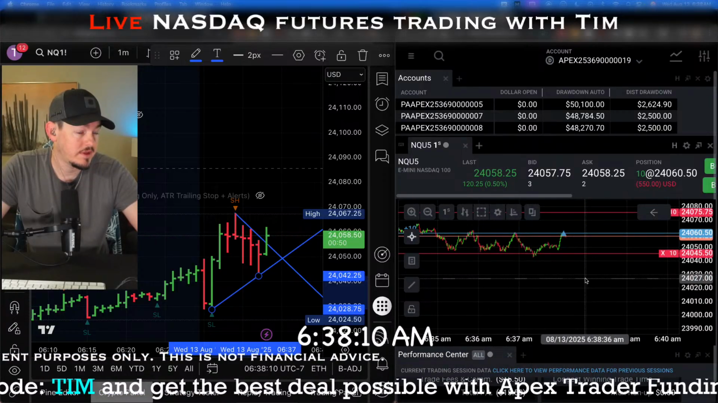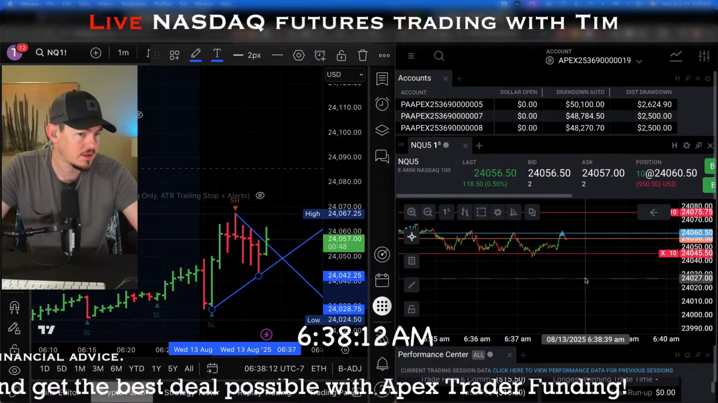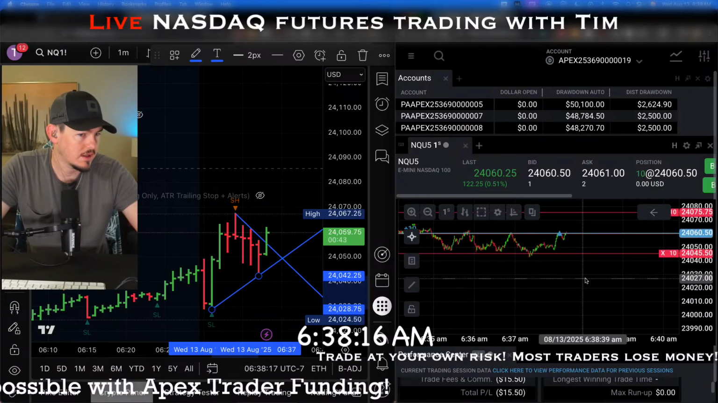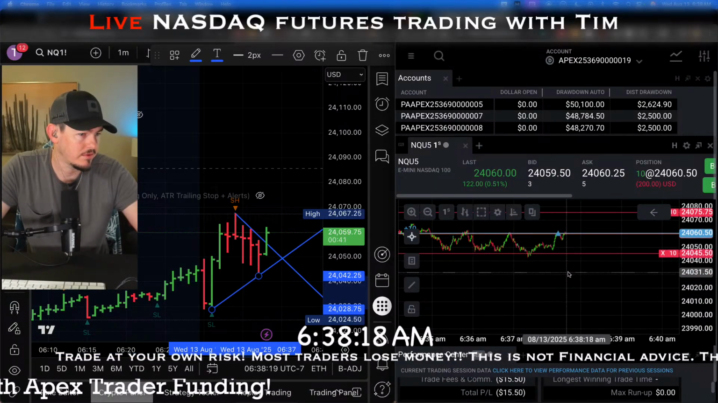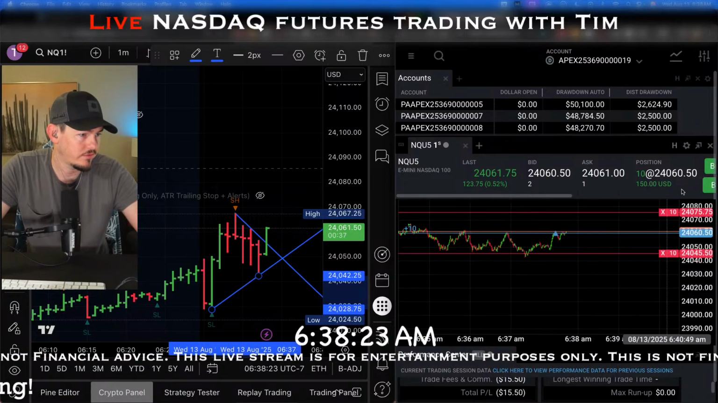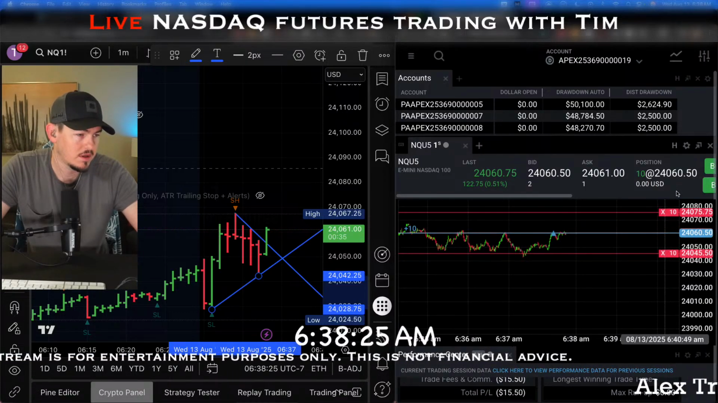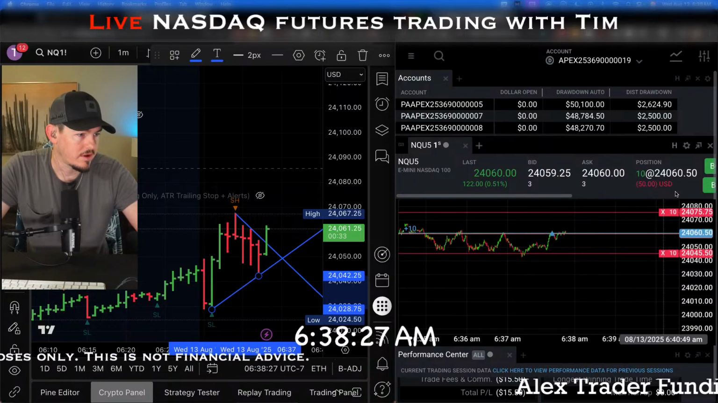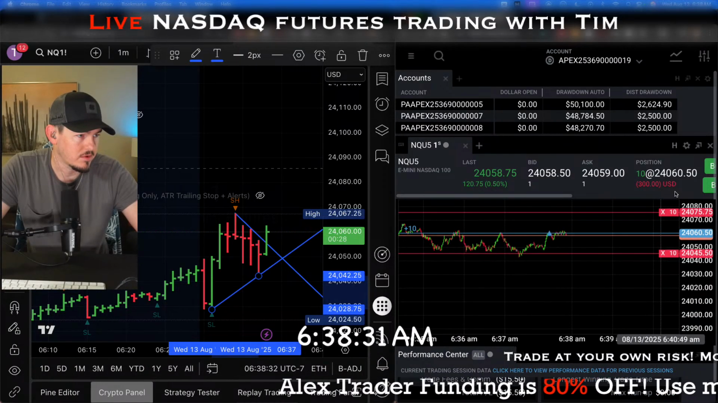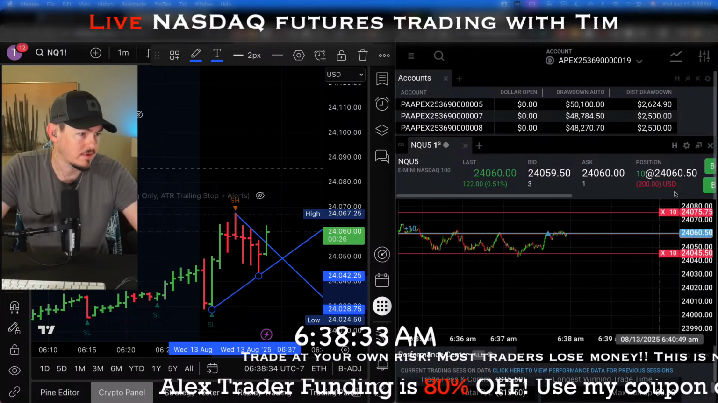We're long 15 points. I kind of like that entry because it kind of had a little bit of a pullback, and now hopefully it's going to shoot up again. Looking for 15 points. We only got about 15 points of stop loss before we blow the account. So it needs to just pretty much go straight into profit.